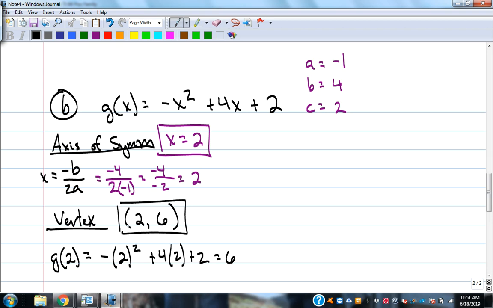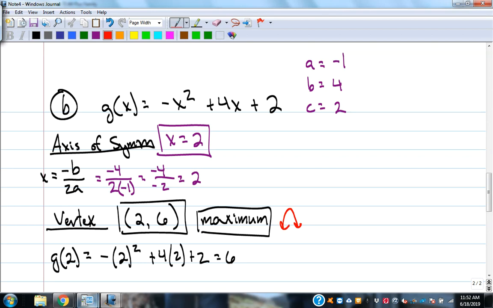Is that going to be a maximum or a minimum? No, we want to look at a. a is negative here. a is what decides. So if a is negative, it's going to be a maximum. What that tells us is the graph is going to look something like that.